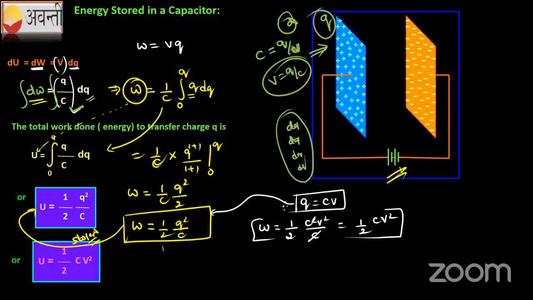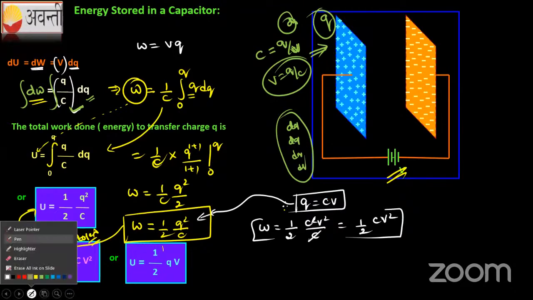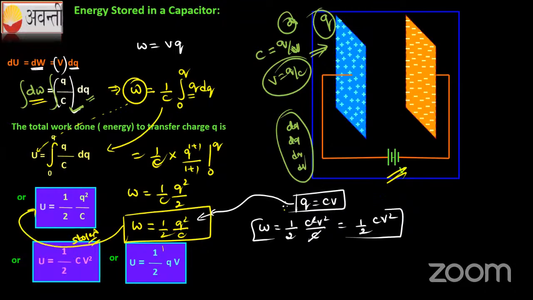Clear now? Good. And there is one more equation. In a similar way, if I substitute, we will get half QV also. Where we substitute is very important. Here we substituted the Q value in the numerator. If I substitute the C value here, what is the C value? C is equal to Q by V.